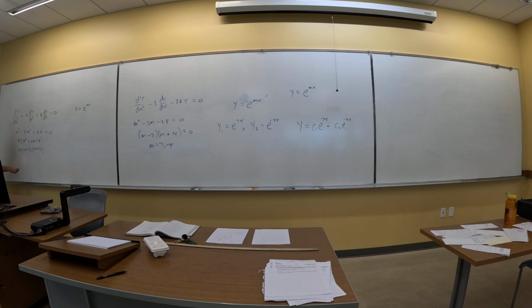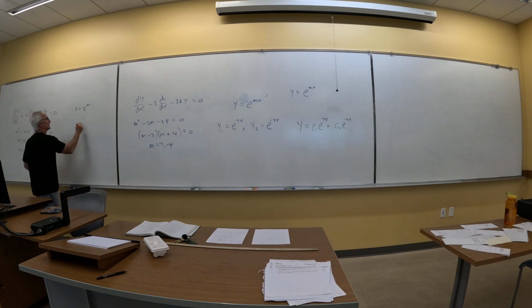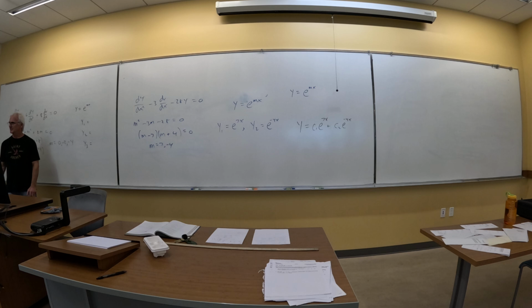So what are my roots of this? 2 and 4. -2, -4, and 0. So how about 0, -2, -4? That's why I got it. I said the plus or minuses are where we might make a mistake. So I'm going to have 3 linearly independent solutions.